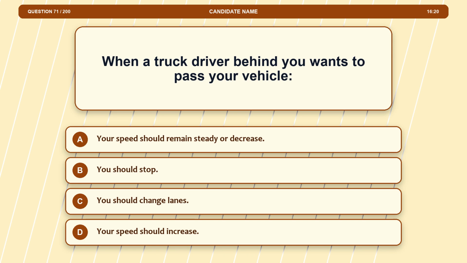Question 71. When a truck driver behind you wants to pass your vehicle, option A, your speed should remain steady or decrease. Option B, you should stop. Option C, you should change lanes. Option D, your speed should increase.